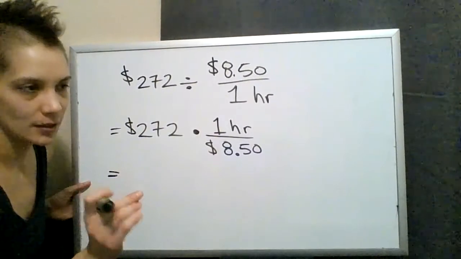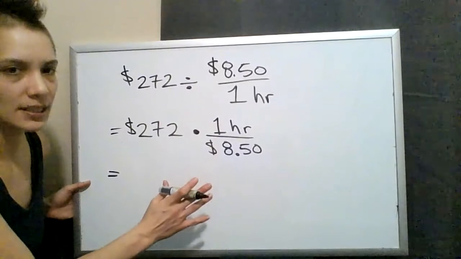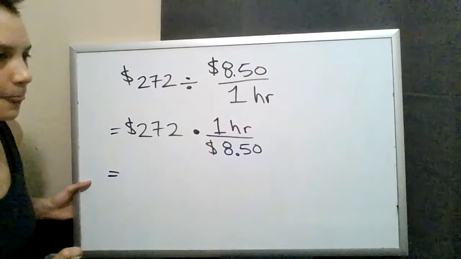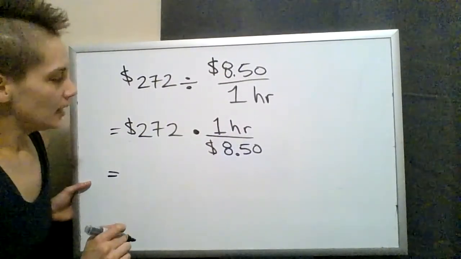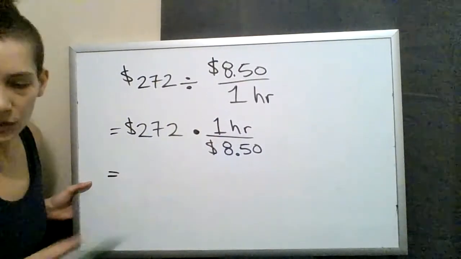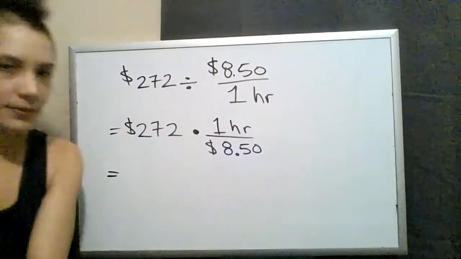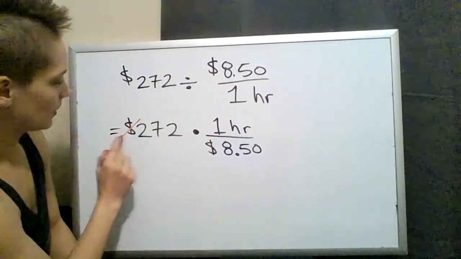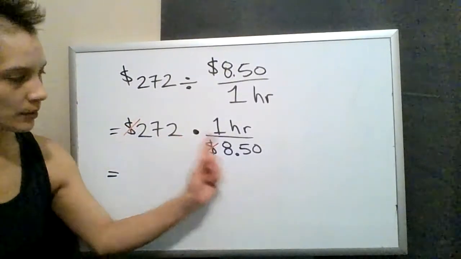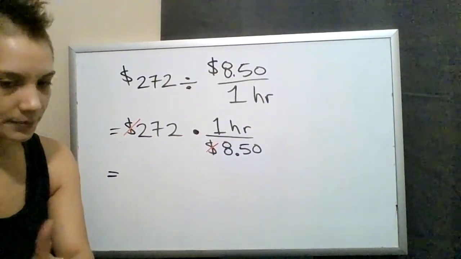For a little bit of this semester, maybe 1, possibly 2 days, we're going to talk about converting units. What we have here is dollars and dollars, so those units are gone. I guess you could say that they cancel. What's left is just hours. And when I take 272 divided by 8.5, I got 32 hours.